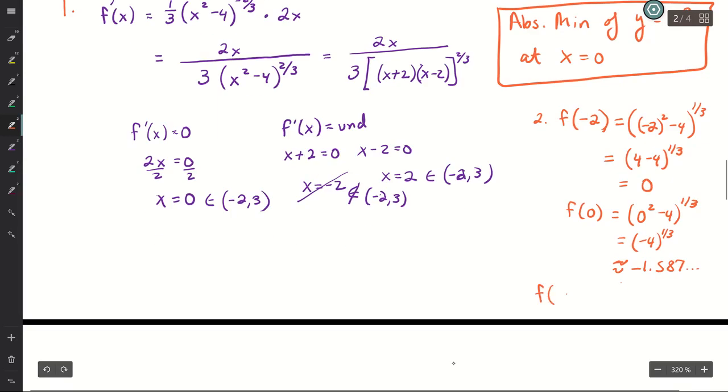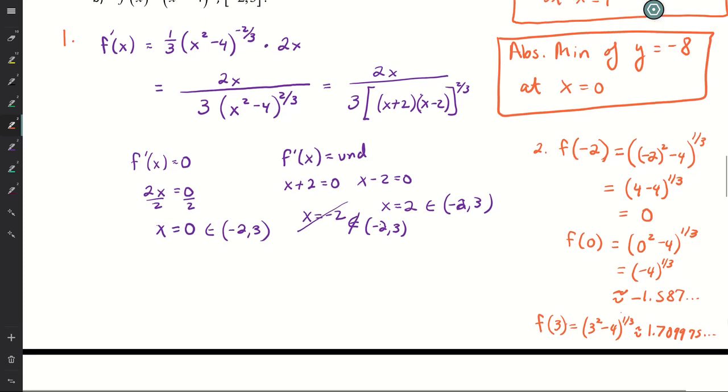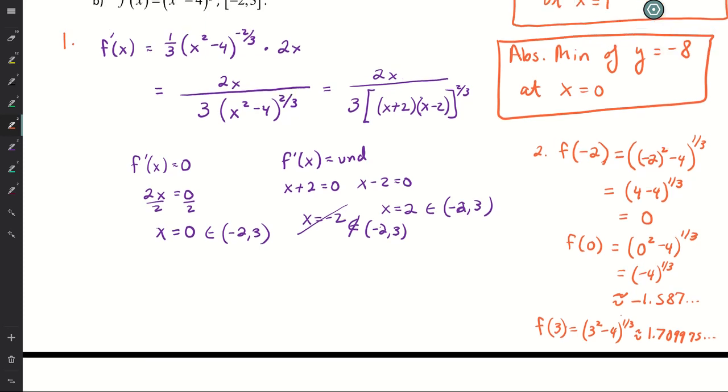All right, I'm now going to evaluate at the last endpoint, which was f of 3. I'm going to have to do that on the calculator. (3 squared minus 4) all to the 1/3. If you plug that in your calculator, you're going to get approximately 1.70975 and some more. On a test, I'll let you know how many decimals I want you to round to online. You can obviously round to however many they say to do there.